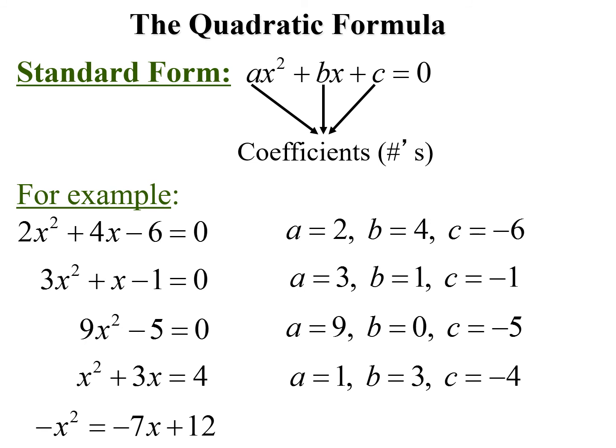So if I take a look, I want all of my terms to join x squared. So what I'm going to do is add 7x to both sides and subtract 12 from both sides. So if I picture doing that, my a, the number in front of x squared, is negative 1. Then if I add 7x to both sides, b becomes 7. And if I subtract 12 from both sides, c becomes negative 12. So you just want to picture getting all the terms on the left and 0 on the right.